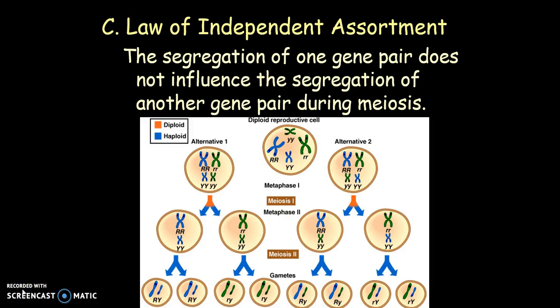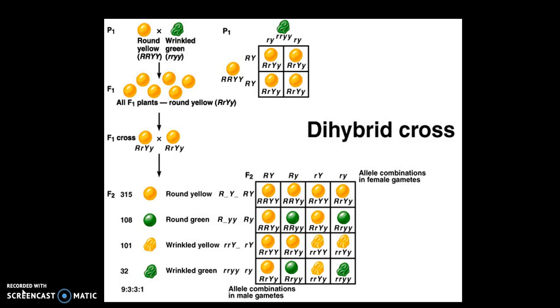Hi, we are continuing our PowerPoint. This is just a review of the law of independent assortment, which is that the segregation of one gene does not influence the segregation of another gene pair during meiosis. So again, this means that the alleles segregate independently of each other, and again, this is during the process of meiosis. This is an example of a dihybrid cross.